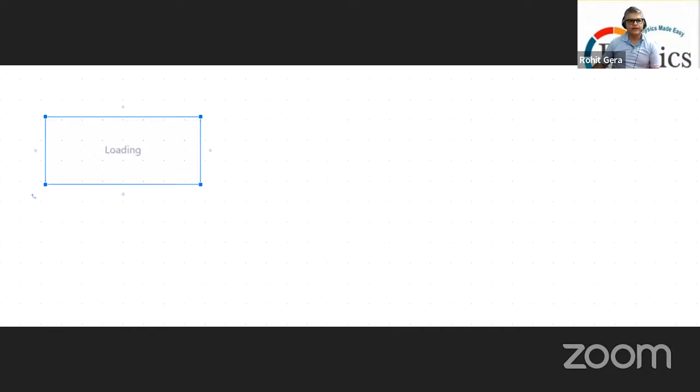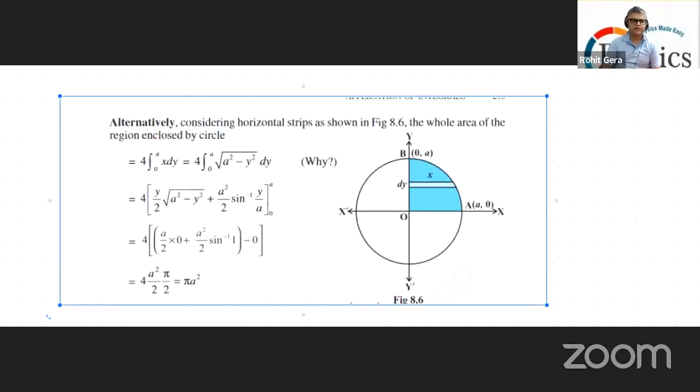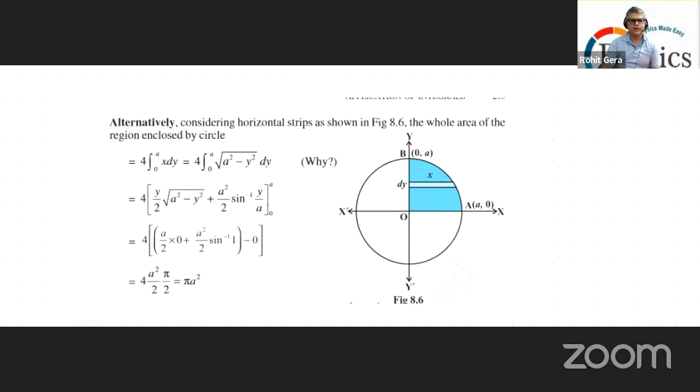Okay, so let's say you are, let's do the same question, but we're taking horizontal area. So now the width is dy and the length is x. Let's assume this is also a straight line. So this is a rectangle. You can see the length of the rectangle is x, multiplied by the width dy.